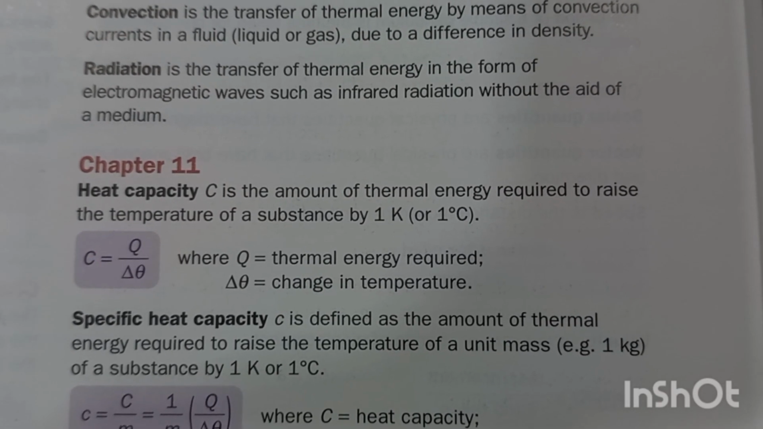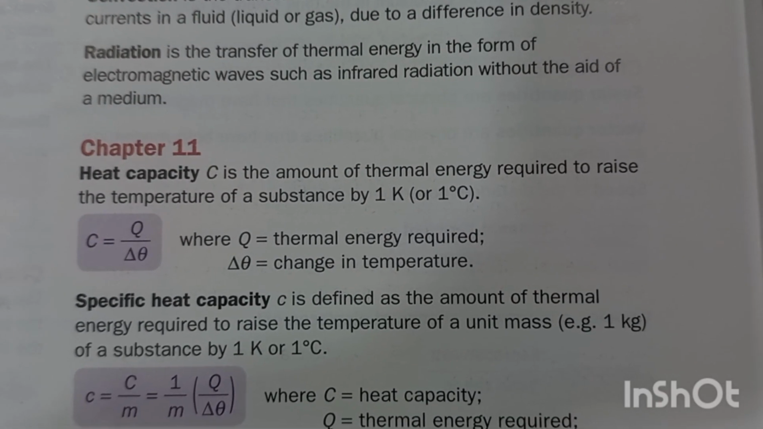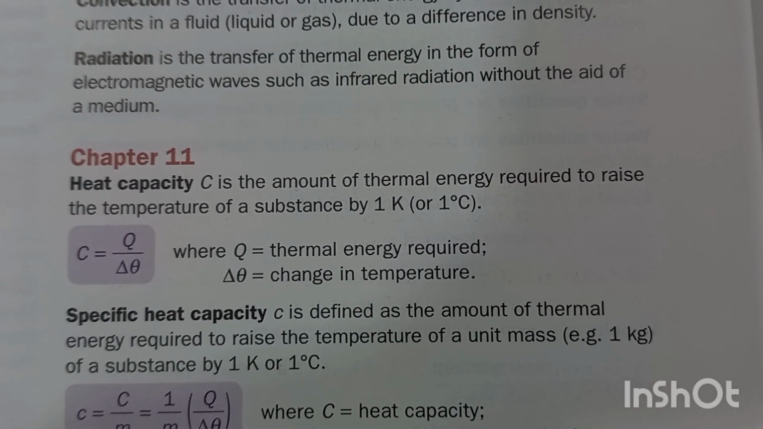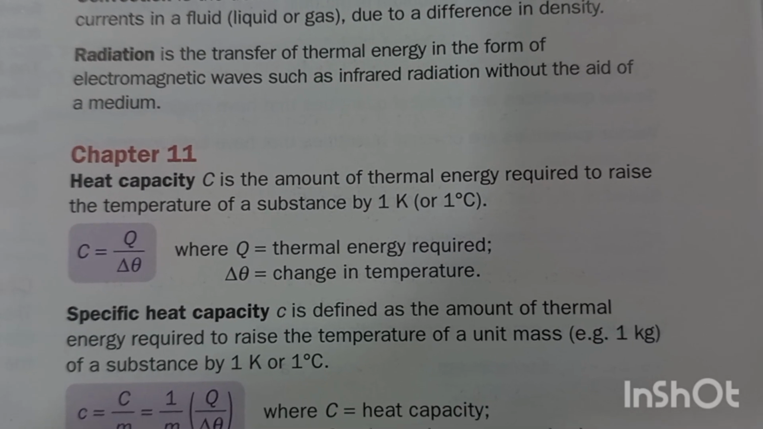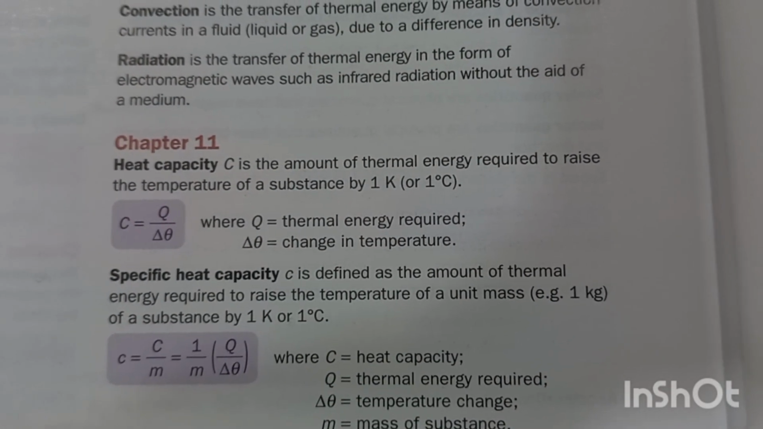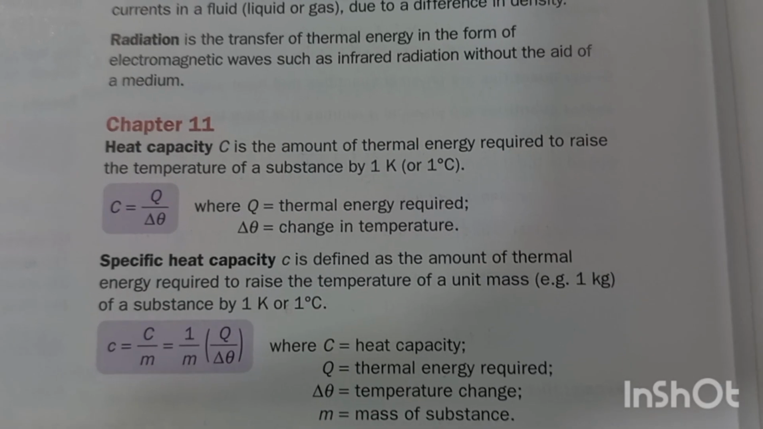The heat capacity is represented with the capital C, and C = Q/Δθ, where Q is the thermal energy required and Δθ is the change in temperature.